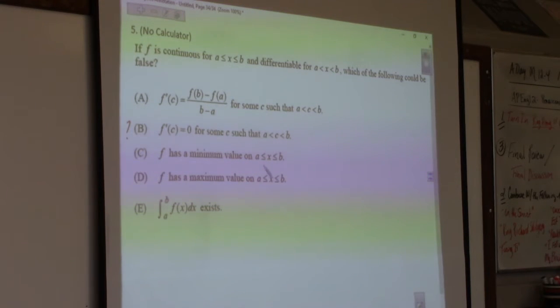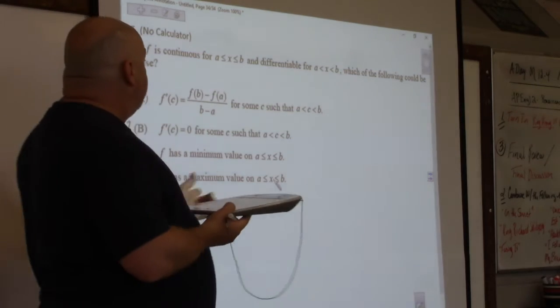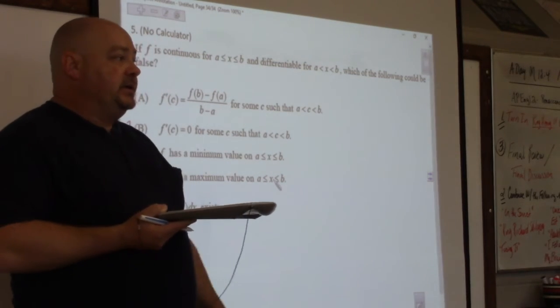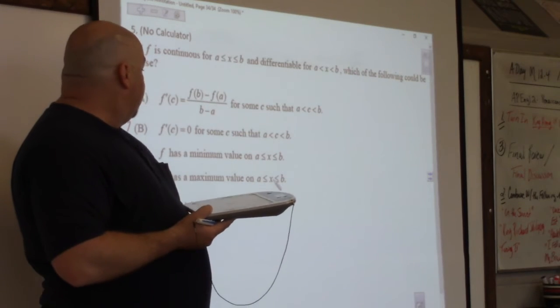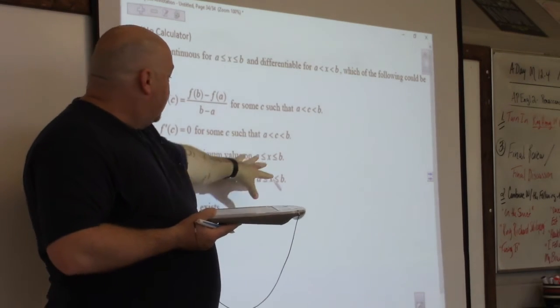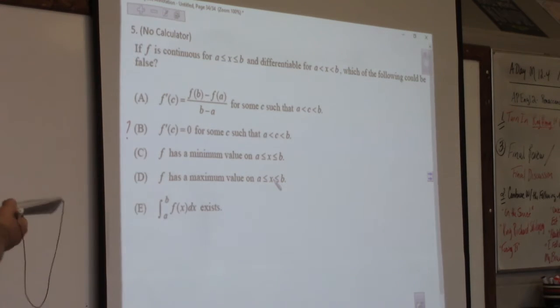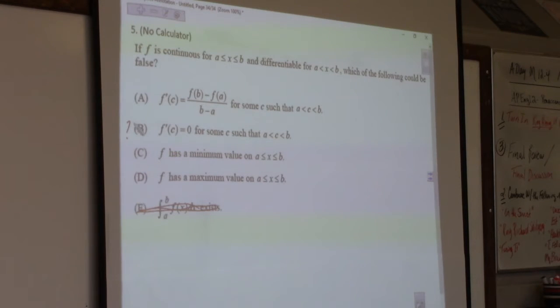F has a minimum value on the closed interval from a to b. Could that be false? Well, what does the extreme value theorem say? It says if we have it continuous on a closed interval, what do we guarantee? An absolute maximum and an absolute minimum. So f has a maximum and a minimum value, so both of these cannot be false. And what about this last one? Well, let's ignore that one because we haven't talked about integration yet. So it's going to be B. B is the only one that could be false. Does it say that it's guaranteed to be false? No, it says it could be.